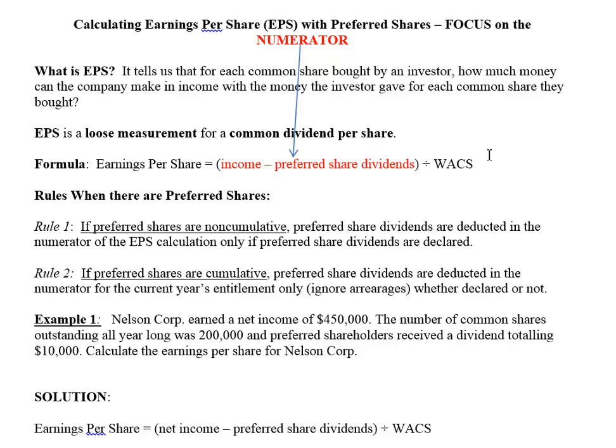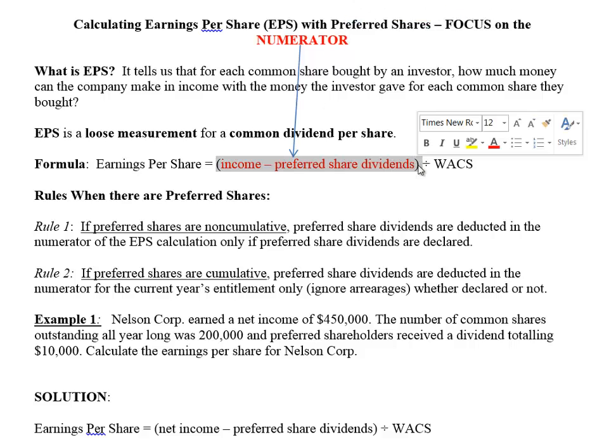So what's the formula for calculating earnings per share? Well, as we see here, it's income less preferred share dividends divided by weighted average common shares, or what we call WACs for short. Now, I did say up here in the title that our focus on this part of the EPS calculation will be on the numerator, this part here, because where students sometimes get confused is in what to do with the preferred shares. Do we deduct them or not?